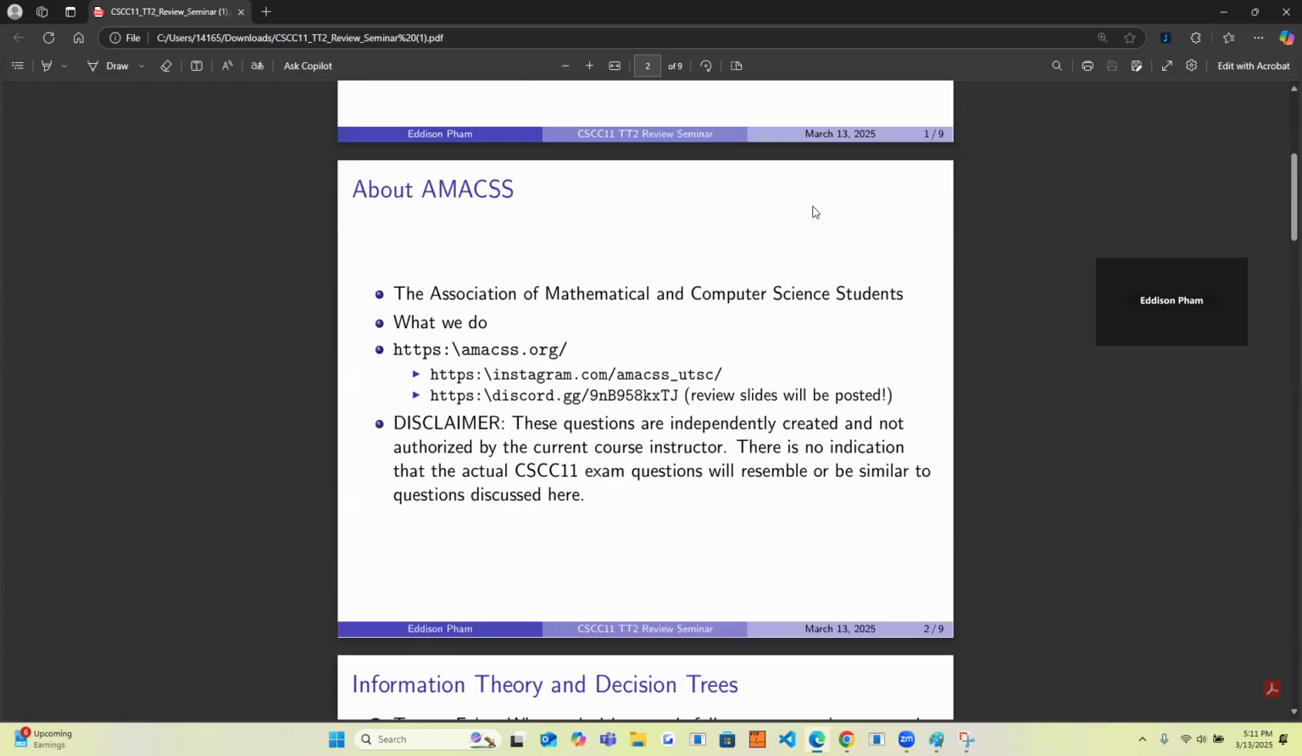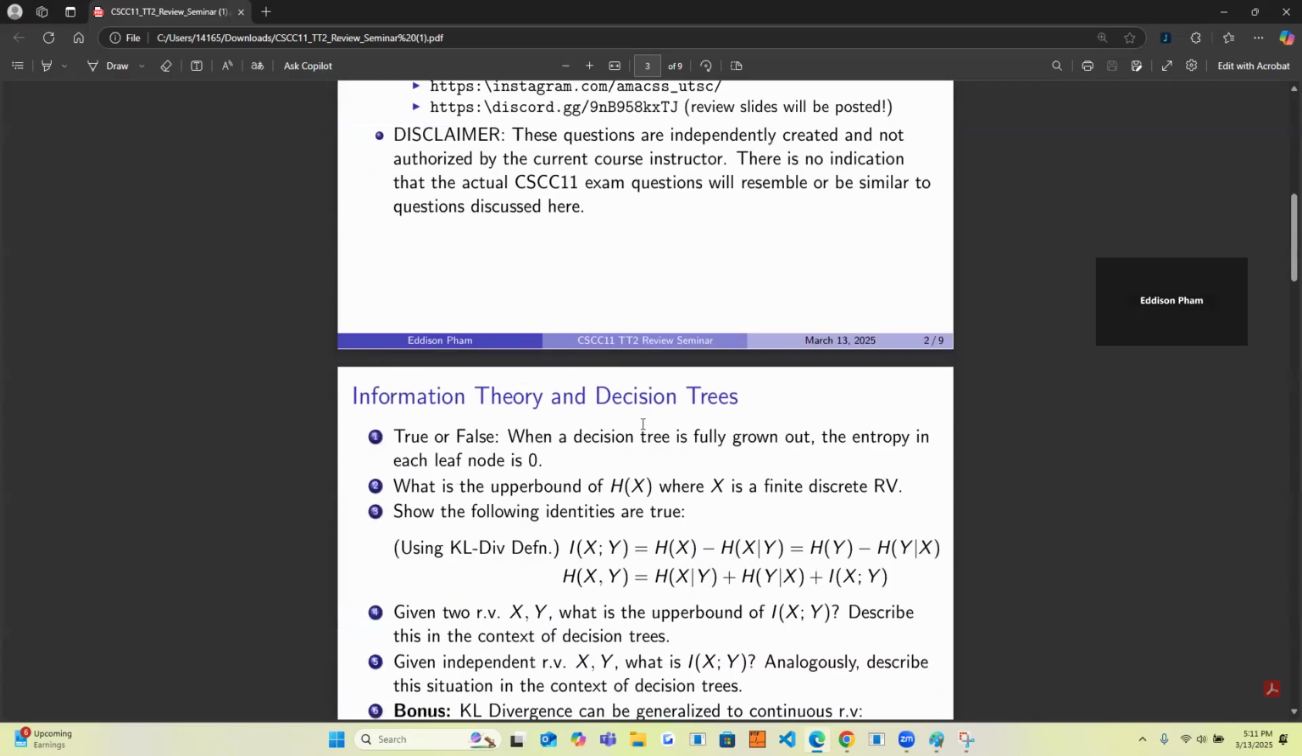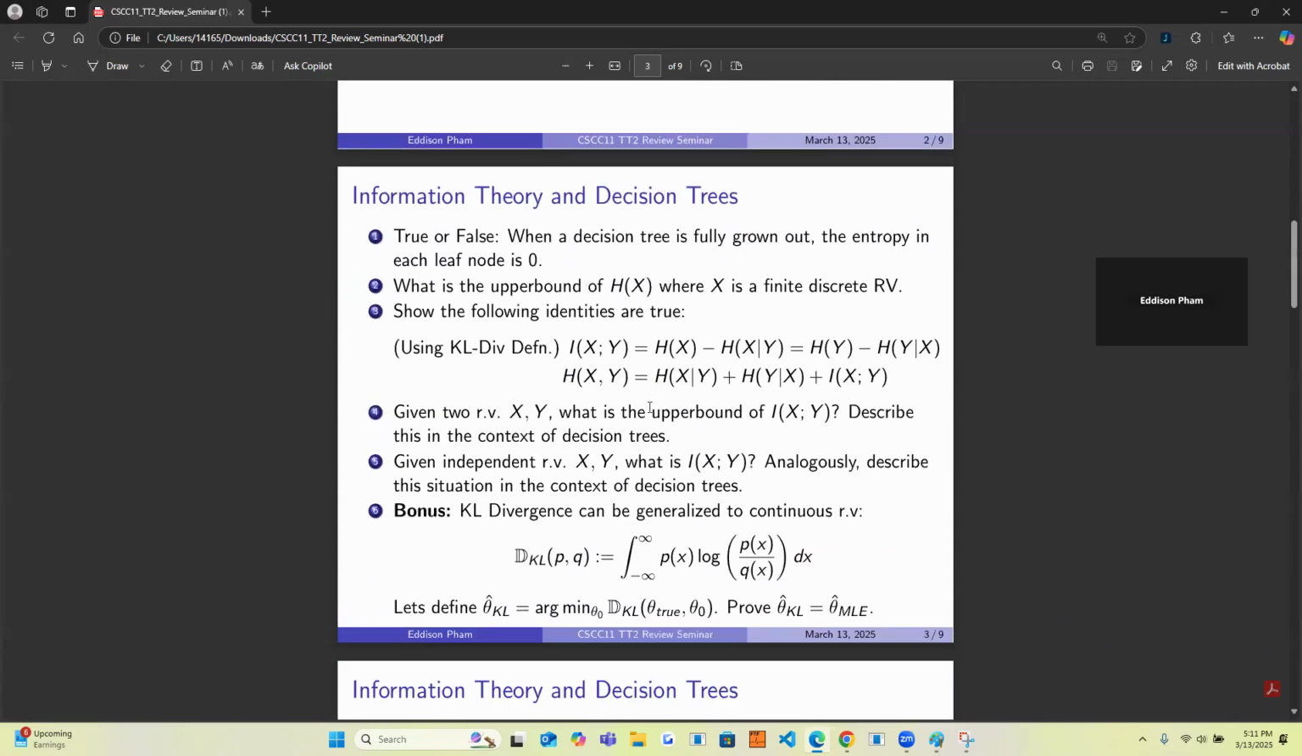And just a disclaimer, none of these questions are a reflection of what's going to be on the exam exactly, but hopefully it'll help you go through the exam much smoother. Anyways, let's get to the questions. Will the solutions be posted? Yes, they will be. I already have the solutions created. I'll post them on the AMACSS Discord server, or I'll also post them at the end of this review seminar.